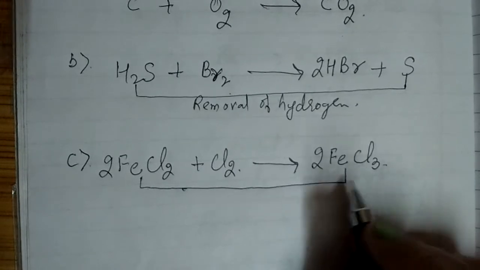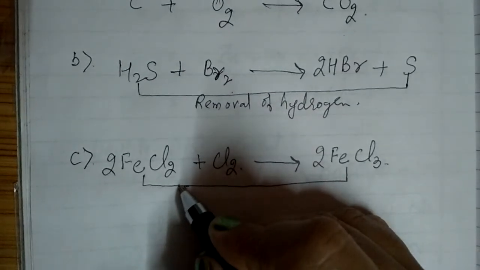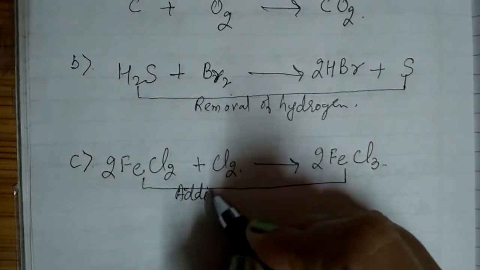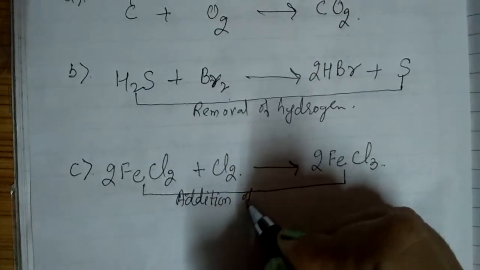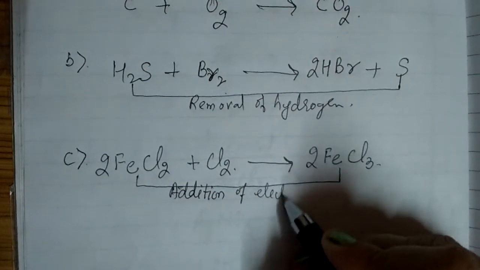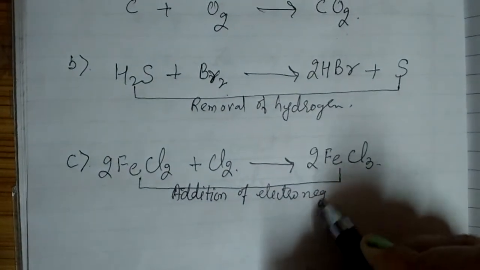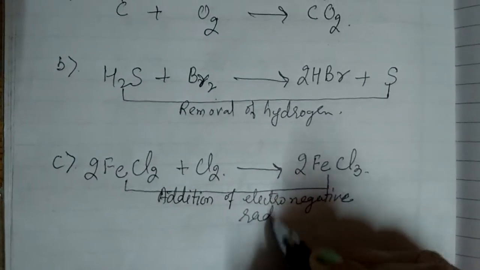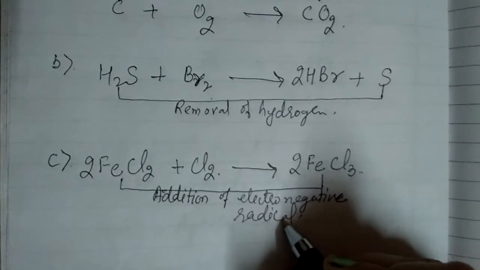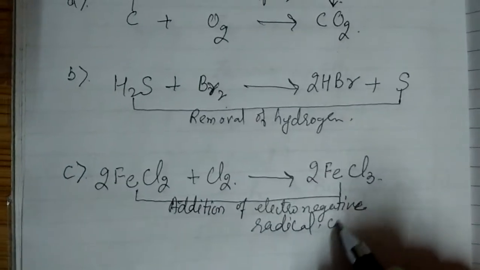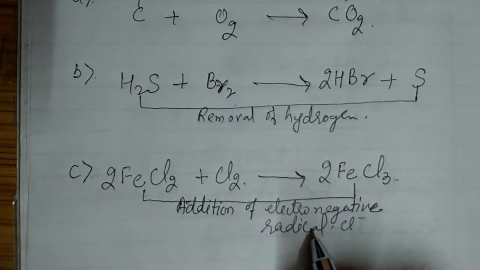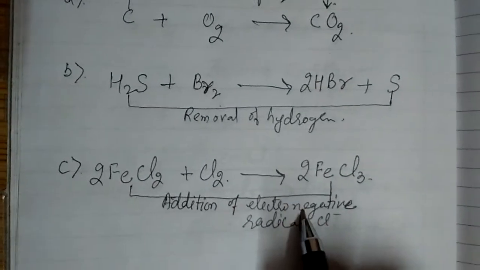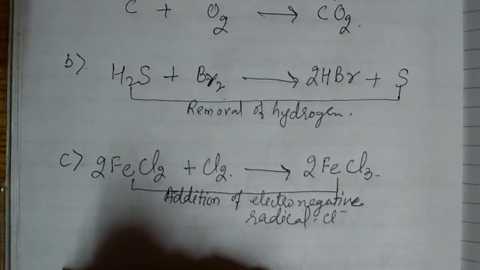This is completely balanced. Here we see the addition of an electronegative radical. Which electronegative radical is here? Cl negative. So that takes place, therefore this sort of reaction is again an oxidation reaction.